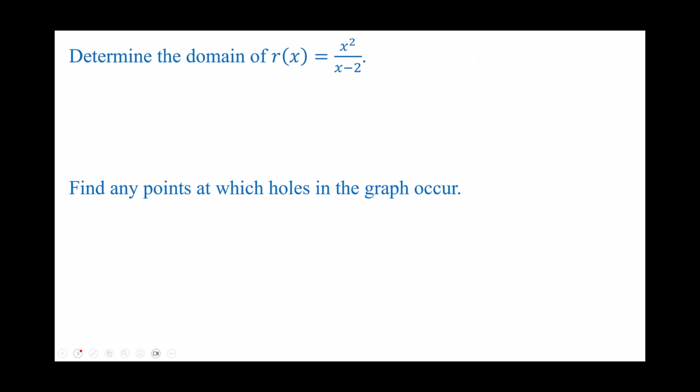Let's practice graphing a rational function with a slant asymptote. First, we'll find the domain of r of x equals x squared over x minus 2. So x cannot be 2 because that would make us divide by 0, and we can't do that. In interval notation, we have negative infinity to 2, union 2 to infinity.